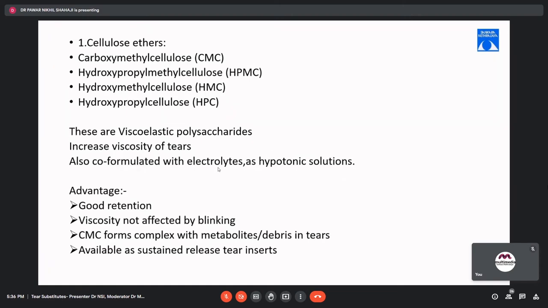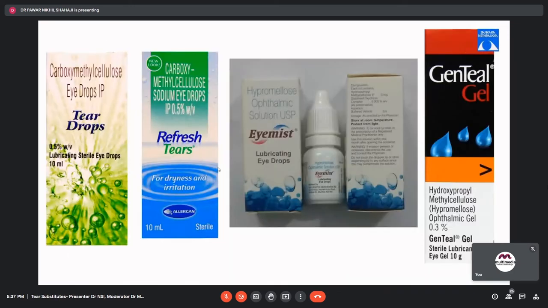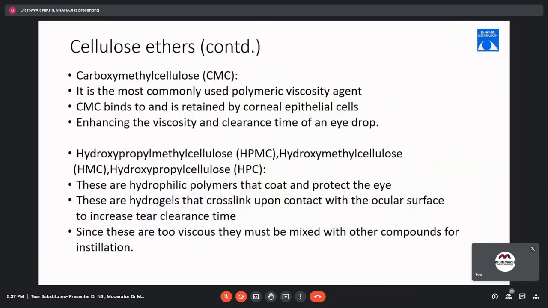What is the advantage? They have good retention. Their viscosity is not affected by blinking. And carboxymethyl cellulose forms complexes with the metabolites and debris in the tears and helps in elimination. Available as sustained release tear inserts also. So what is the lowest carboxymethyl cellulose concentration, and what is the disadvantage of using higher concentration carboxymethyl cellulose? You have an idea? The lowest concentration available is 0.25%, and beyond 1%, it actually causes blurring when you add it, because it blurs the tear film. All right? Yes, ma'am. Okay.